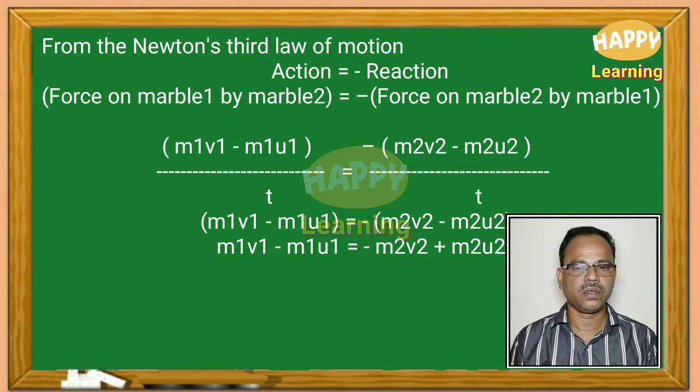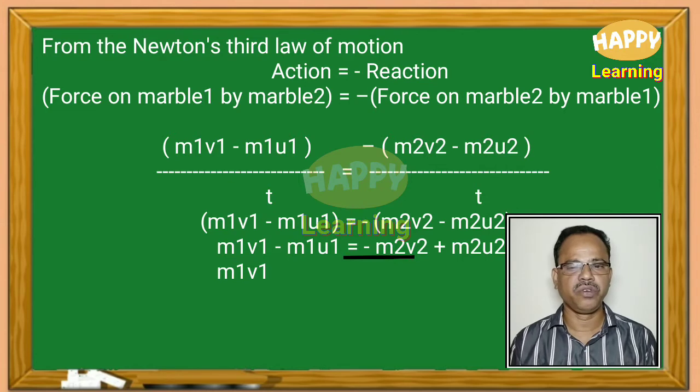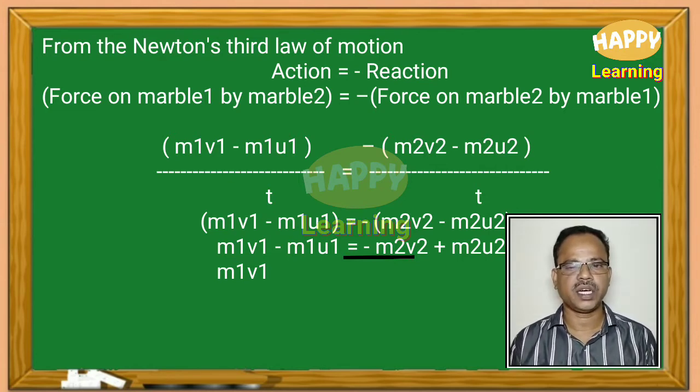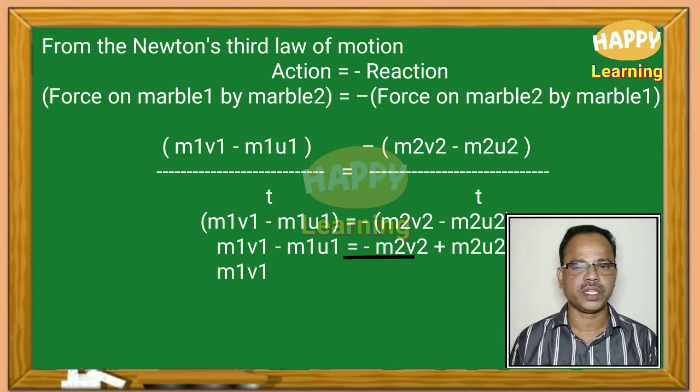Okay, now let us shuffle the terms, so v terms on one side, u terms on one side. From the above equation, m1v1 I will write as it is. Now I will bring the minus m2v2 from the RHS side to the LHS side. It was a minus on the RHS side, so now it becomes plus.